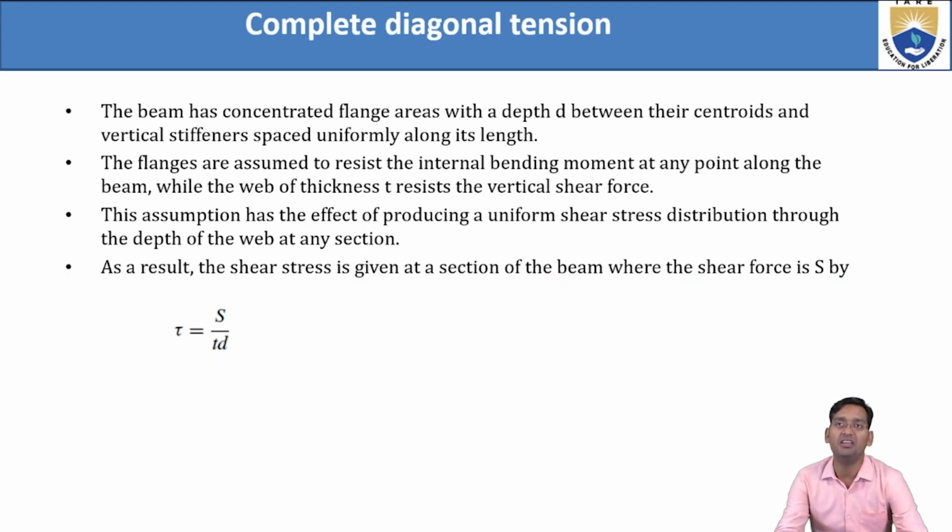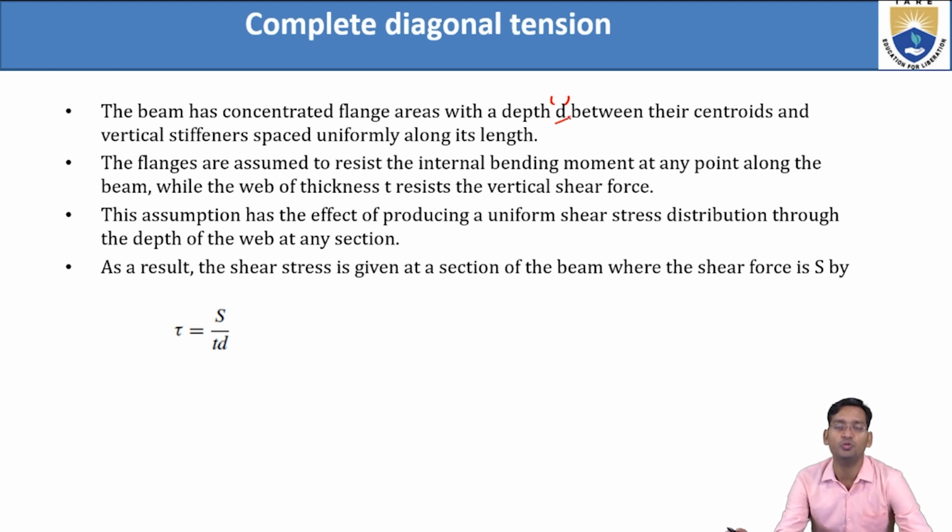Now next is complete diagonal tension. So that is just up to what the field will be there. Now the complete diagonal tension. The beam has concentrated flange area with a depth d. So here depth is d, between their centroid, and vertical stiffeners spaced uniformly along its length. We assume that the beam is concentrated flange and having depth d.